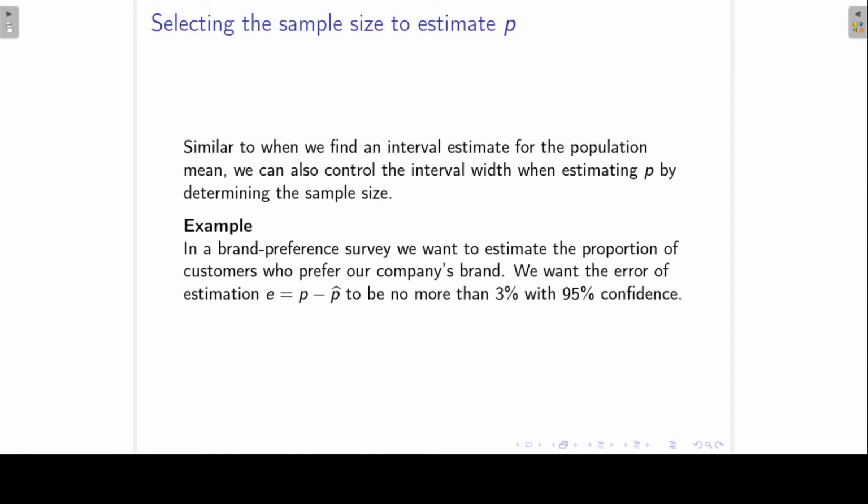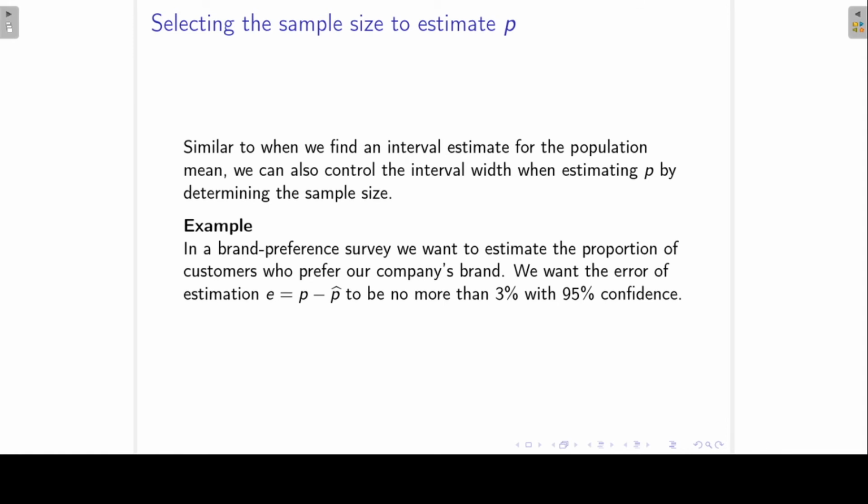Now, similar to when we find an interval estimate for the population mean, we can also control the interval width when we estimate P by determining the sample size. So remember, we would like our confidence interval to be as narrow as possible, but still have confidence in our confidence interval. And we can control that by selecting a certain sample size. Okay, so let's look at an example.